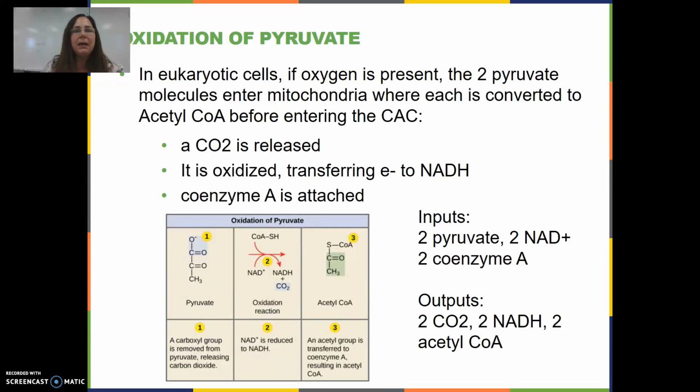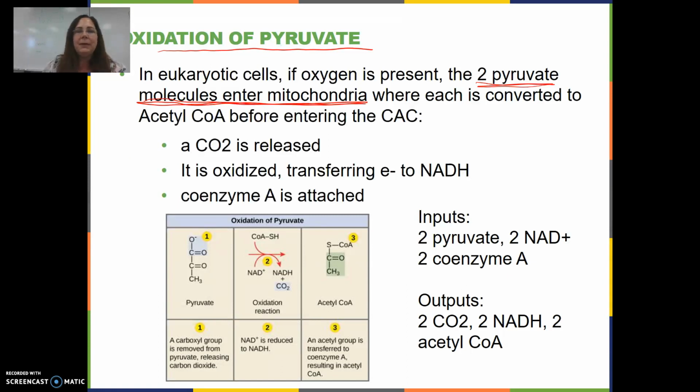Now, our second metabolic pathway in cellular respiration is called the oxidation of pyruvate. And you need to remember that during this step, it begins with pyruvate because pyruvate was the product of glycolysis. So the two pyruvate molecules from glycolysis are going to enter the mitochondria in eukaryotic cells. And we're just going to assume that the cells are eukaryotic because it would be different in prokaryotic cells since they don't have a mitochondria.